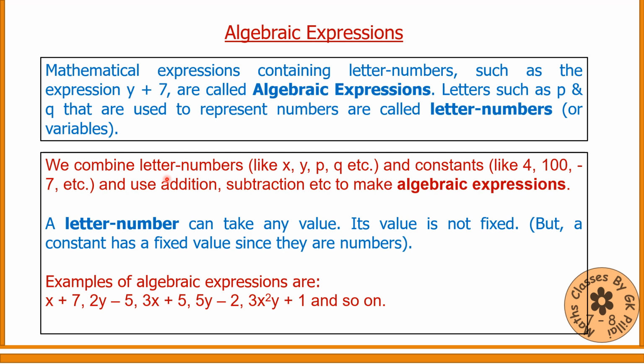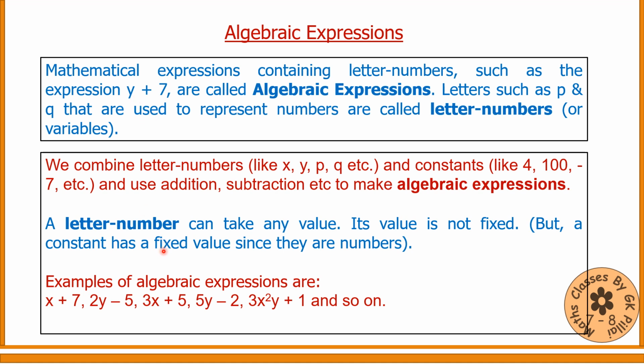To get algebraic expressions, we combine letter numbers, the ones I just discussed. It can be x, y, p, q, even m and n, and constants like 4, 100, minus 7, etc. These are actually numbers. We use addition, subtraction, etc. to make algebraic expressions. Here y is a variable or letter number, 7 is a constant. By using the addition sign, we get this. This is the simplest algebraic expression, the very easiest one.